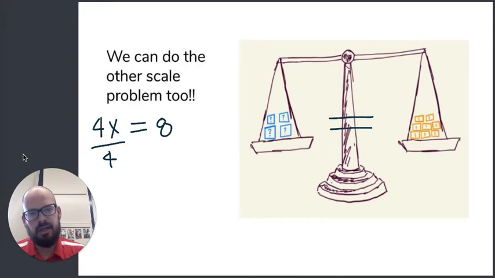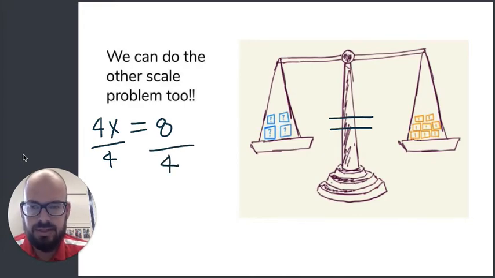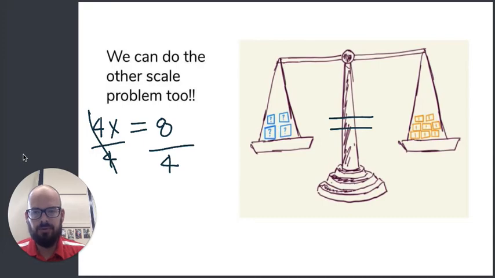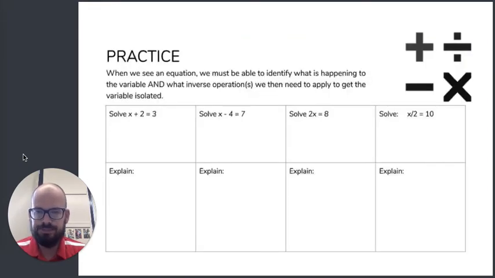Well, if we do it to the left side, we have to do it to the right because we have to balance our scale. We have to maintain equivalency. And 4 divided by 4, that leaves us with just 1. Okay, so 1 times anything is just itself, so x is by itself. 8 divided by 4, well, that's something we can do. 8 divided by 4 is 2.